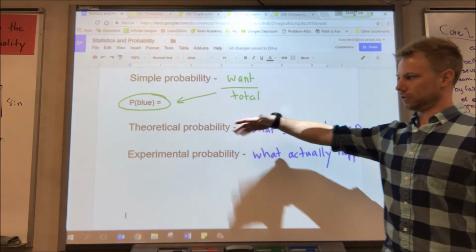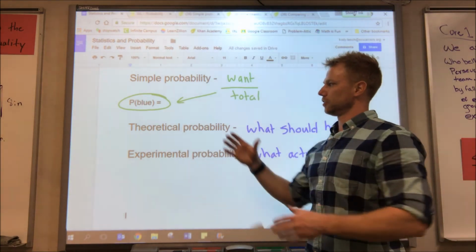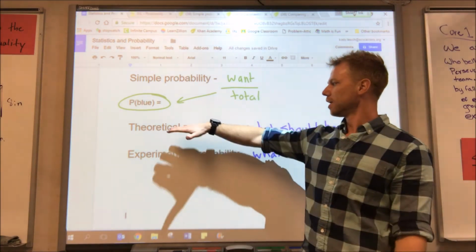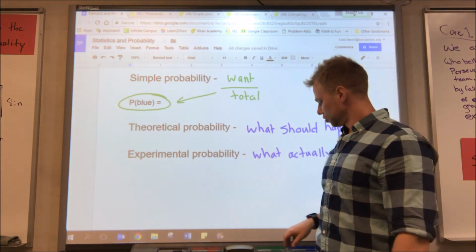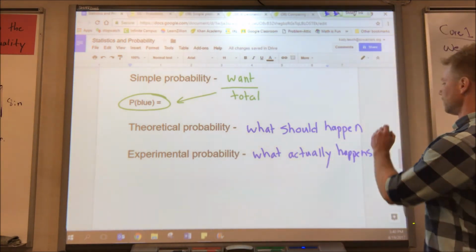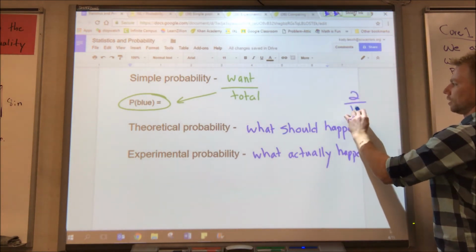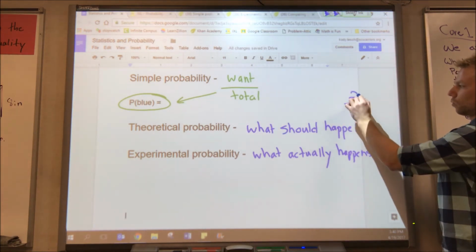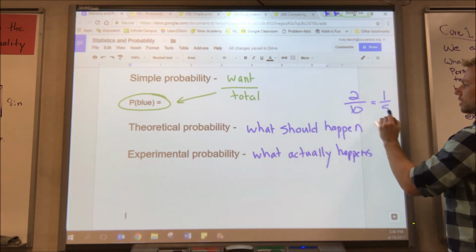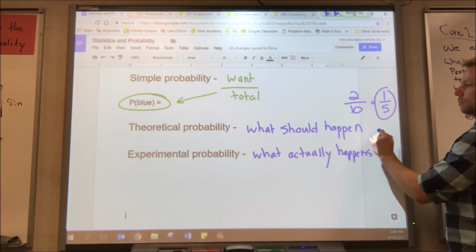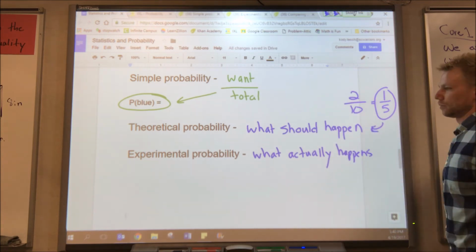So if I figure out, okay, I have a bag of marbles, they're all different colors, I want the probability of pulling out a blue, I figure out the theoretical probability. Say there's 2 blue out of 10, that would be a probability of 2 over 10. What I want is the 2 blue out of the total of 10 marbles. Reduce that, turns into 1/5. That would be the theoretical probability.